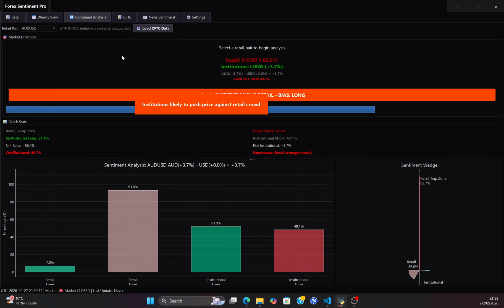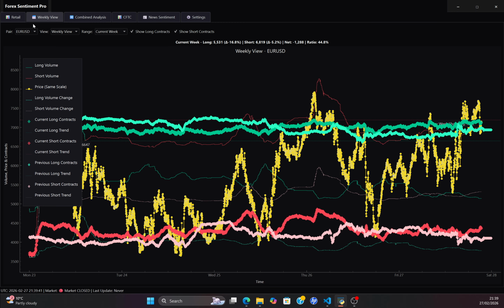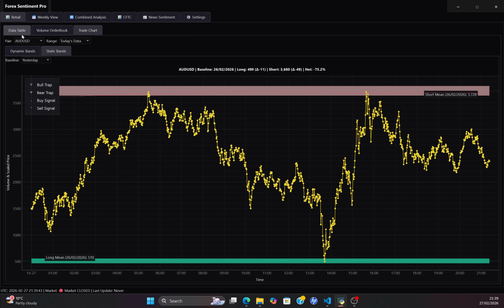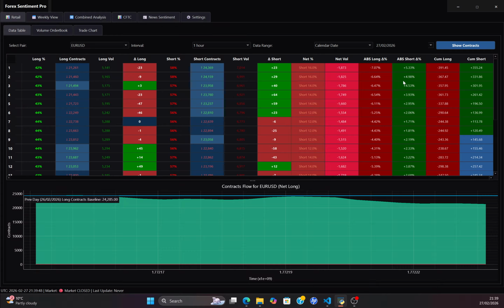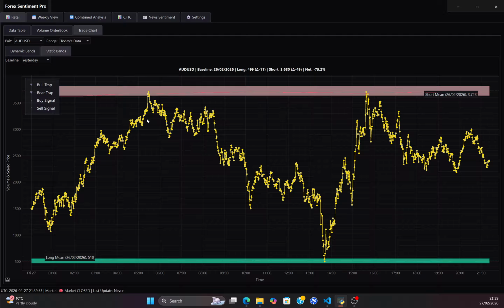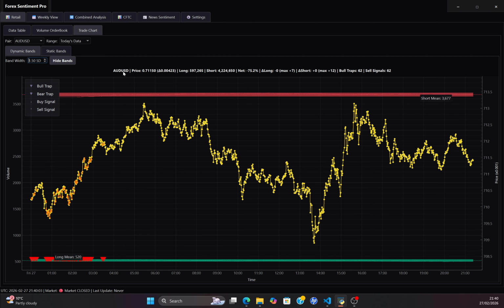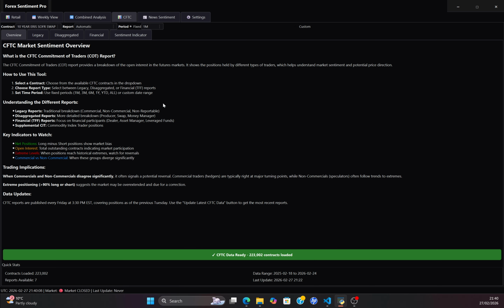Let's talk about the combined analysis after I talk about the CFTC. So that was all about retail traders data, where you can have live positions with a really great insight of the change, and then the volume of the book, and then you have the trade charts, the static bands and the dynamic ones. Keep an eye on these magic numbers. And then let's move on to the CFTC.